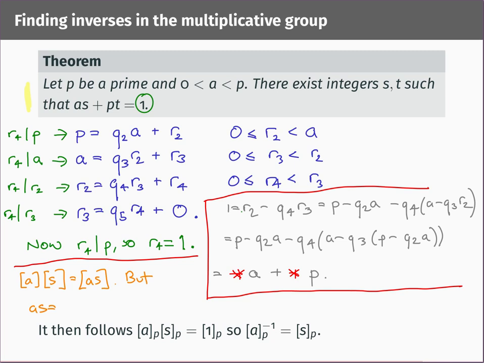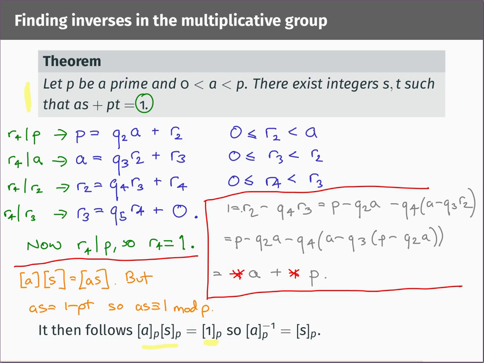But AS is equal to 1 minus PT, so AS differs from 1 by a multiple of P. AS is congruent to 1 mod P. Okay, if AS is congruent to 1 mod P, then the class of AS is the same as the class of 1, following our lemma that we proved earlier on. So, as I've written at the bottom here, the class of A times the class of S is equal to the class of 1, the identity element in the multiplicative group. Therefore, we found the inverse of the class of A. It is the class of S.